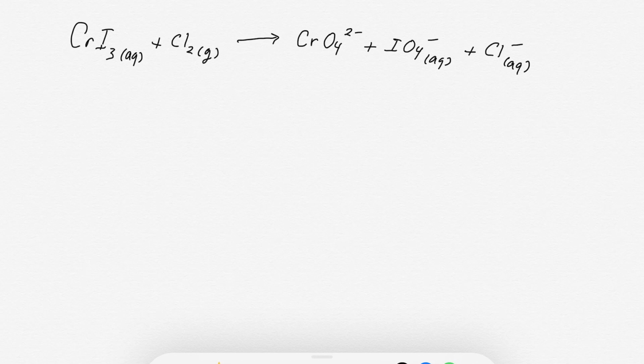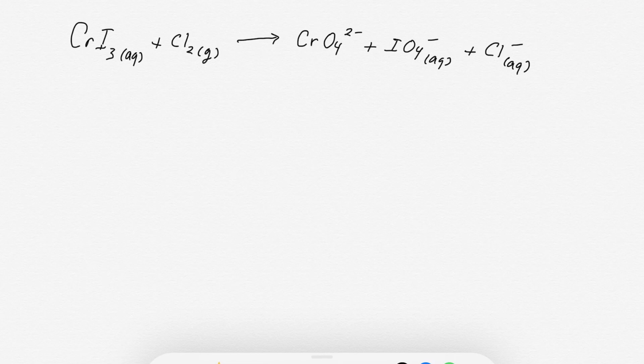All right, everybody, this is a problem from the mastery, and I thought I would help you solve it and walk you through how to work these questions. So we're given this reaction, and we're asked to balance it. In order for us to balance this reaction, we have to split it into its half reactions, the oxidation half reaction and the reduction half reaction.